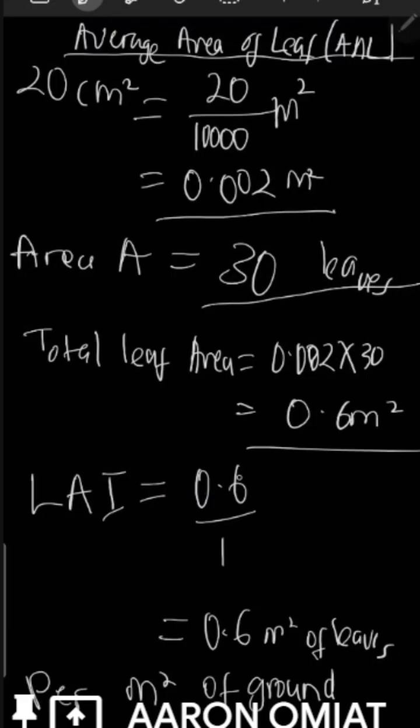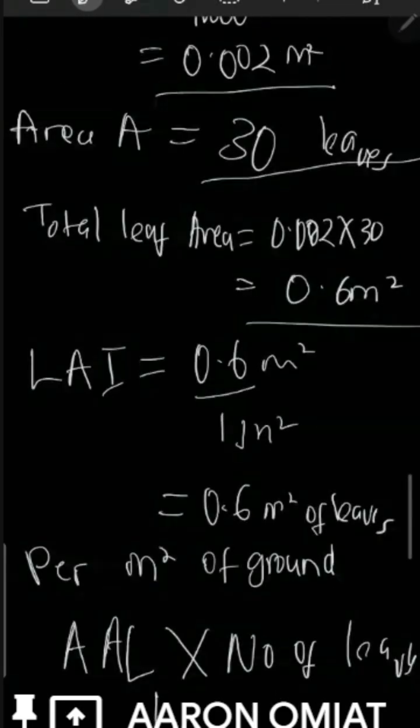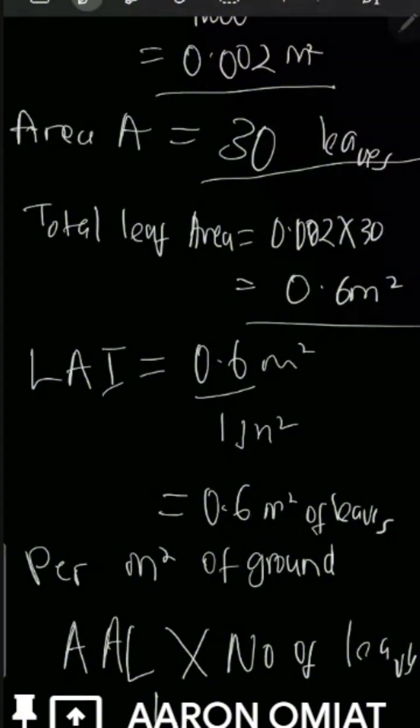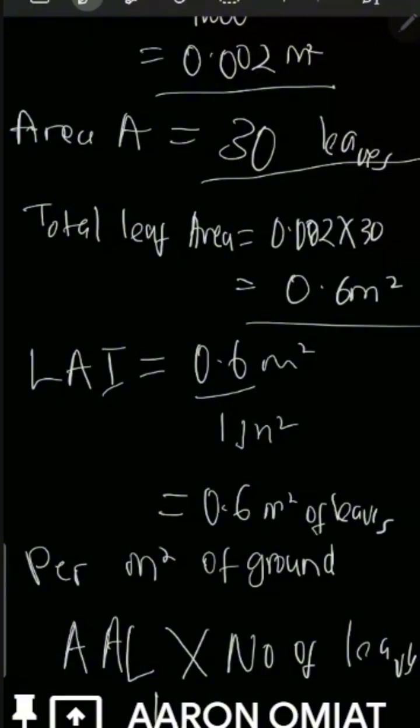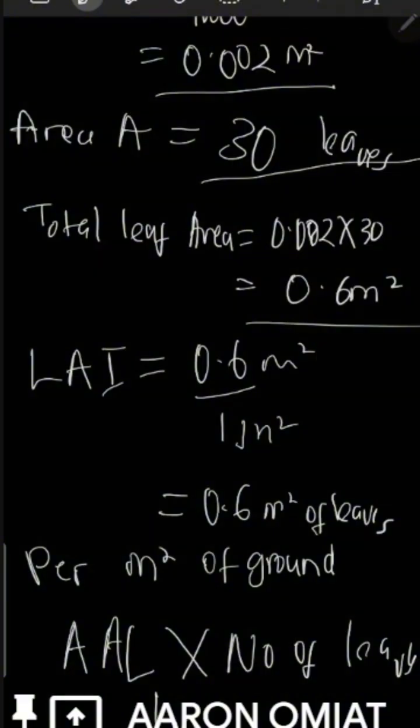And our leaf area index, remember we said it is the total leaf area divided by ground area. Our ground area we took as 1 meter squared, isn't it? Right? So our answer will be 0.6 meters squared of leaves per meter squared of ground. Are we together on that? Yes. Amina, Agaton, Patricia, I would like your feedback. Are we together? Do you have any questions?